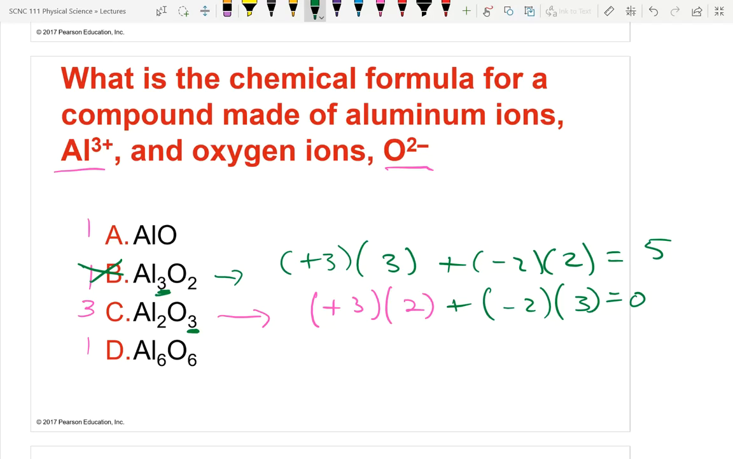And of course, if I did the top one, if it doesn't have a subscript, how many are present? 1. So the top one would have been +3 times 1 plus a -2 times 1 is equal to 1. And the bottom one is just 6 of each, so it'd be net charge of 6.